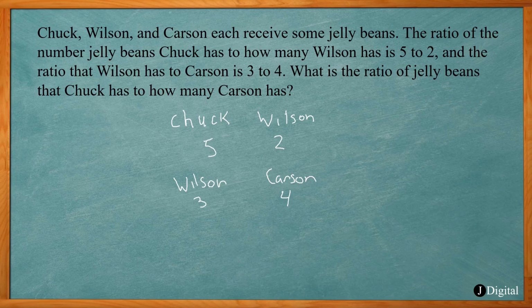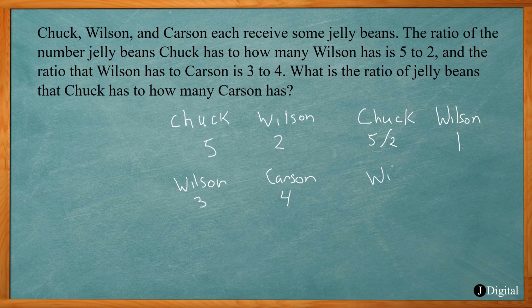Now how can we compare Chuck to Carson? One way we can do this is get Wilson in terms of 1. So if I do that, I can divide Chuck and Wilson, divide each one by 2. So if I divide 5 by 2, I'll get 5 halves. If I divide 2 by 2, I get 1.